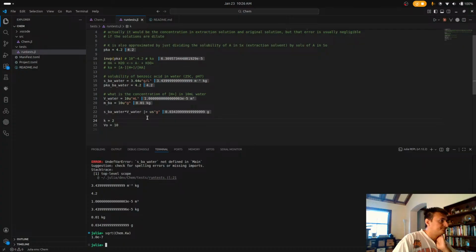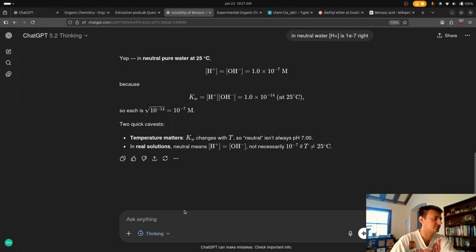Because if you have H2O dissociating into H3O plus and OH minus, then you get the KW, which is H plus times OH minus over nothing, which is equal to. And how do we know that the KW is 1E minus 14?